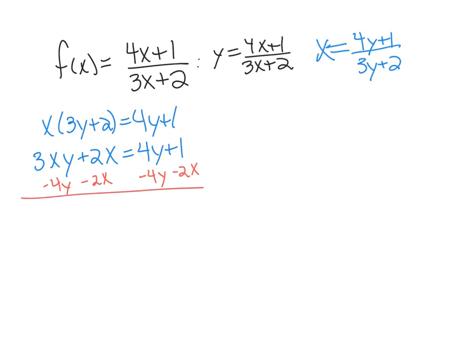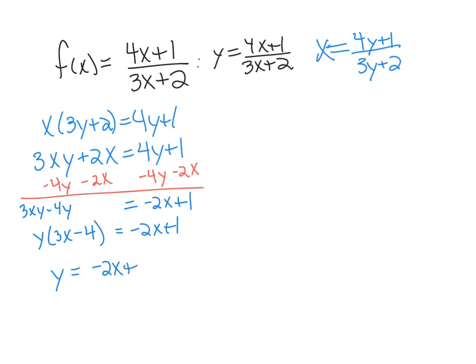What does that leave me with? Notice that these are not like terms. I can't add them. I have to just write them down. 3xy minus 4y equals, notice that I can't combine the minus 2x and the positive 4. What's next? I want to solve for y, right? So I have to factor it out. y times (3x minus 4) equals minus 2x plus 1, and then I divide away the stuff I don't want. Minus 2x plus 1 divided by 3x minus 4.